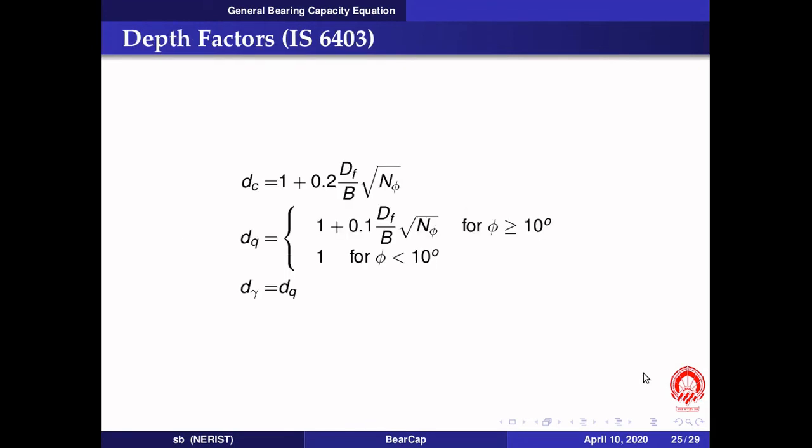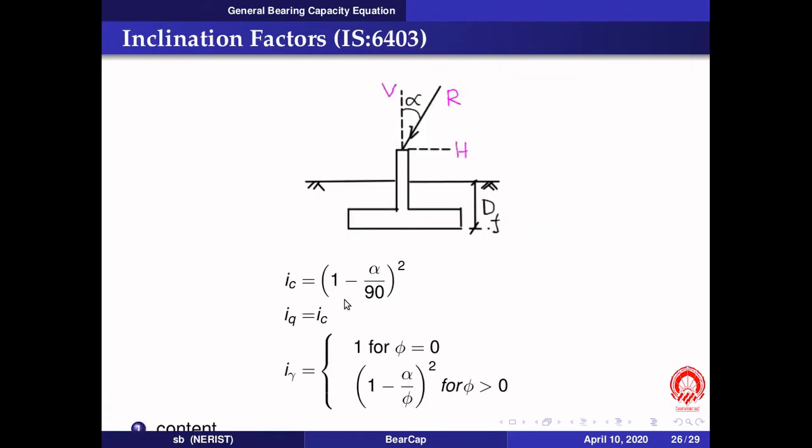Next, let us go to the depth factors. Depth factors are defined by these equations. Then we have inclination factors. The inclination of the resultant load to the vertical is, say, alpha in degrees. Then we have IC equal to (1 minus alpha by 90) whole square, and IQ is the same as IC, and I gamma is 1 for phi equal to 0 and (1 minus alpha by phi) for phi greater than 0. So these are the values of inclination factors given.